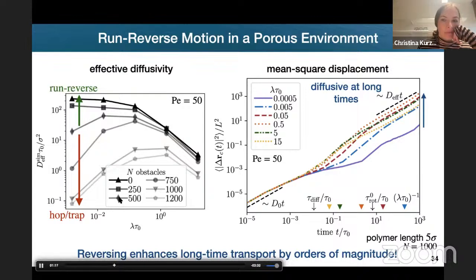Okay, we can measure that for different obstacle densities. Again, if there are 0 obstacles, we know that as we increase the reversal rate, the effective diffusivity goes down, right? That's the black curve here. But as you increase the number of obstacles, we see this non-monotonic behavior emerging. So there's a maximum effective diffusivity at an intermediate reversal rate. This reproduces what has been seen before. The question now is, where is this maximum?